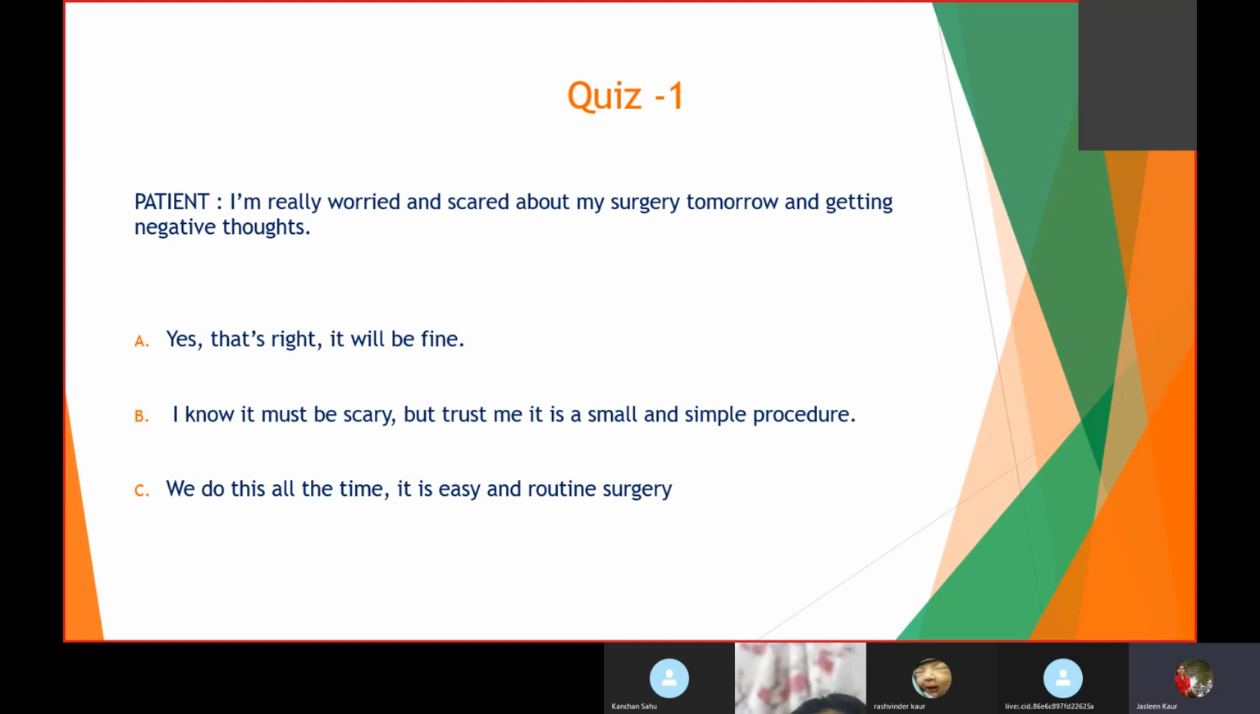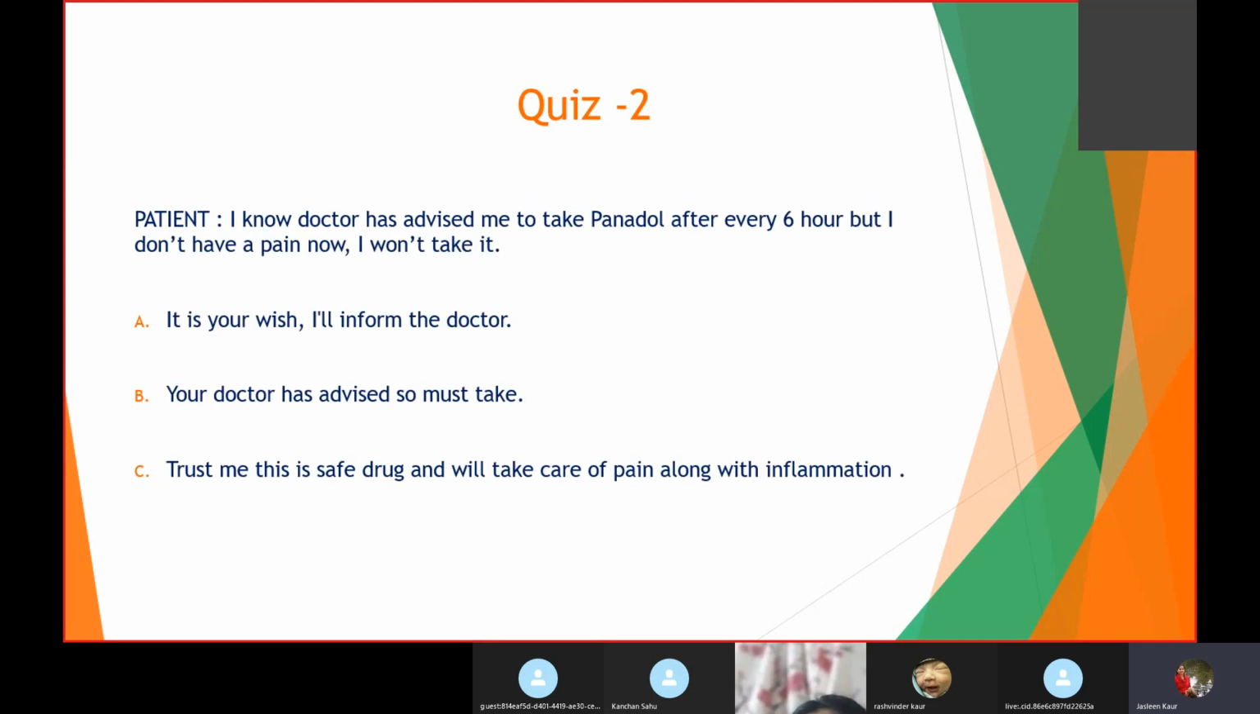Okay. All right. So B is the appropriate answer. You'll say, I know, acknowledging what the patient said. I can also say, I know, I can understand, it will be difficult, but trust me. Now you're reassuring the patient. So acknowledging what the patient said and then reassuring. This is the appropriate response to this question.